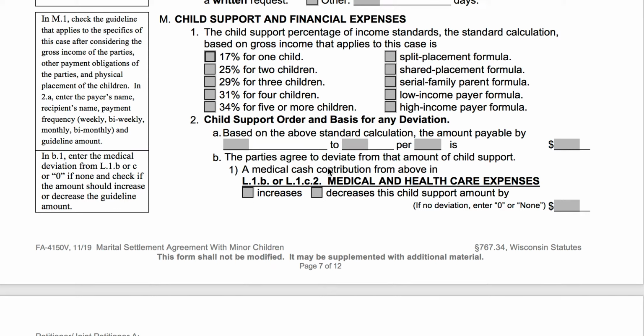Hey guys, it's Kyla at the MJC, and today I am here to talk to you guys about the child support and other related financial expenses section of the marital settlement agreement with minor children.